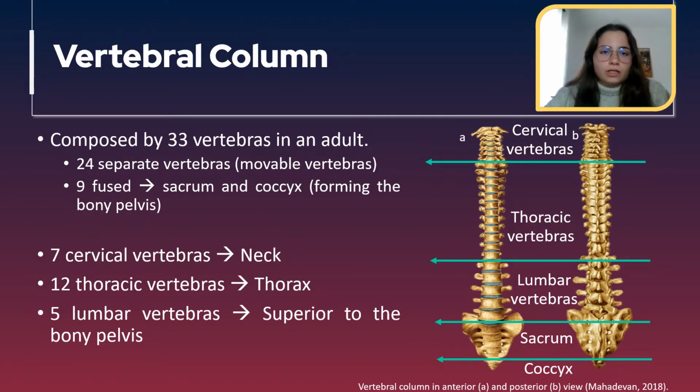Starting with the vertebral column, it is composed of 33 vertebras in an adult. From this, 24 are separate, or movable vertebras, and the others are variably fused within the bony pelvis, which is the sacrum and the coccyx. There are 3 types of movable vertebras, 7 cervical, 12 thoracic, and 5 lumbar. The cervical vertebras are in the neck, the thoracic in the thorax, and the lumbar are superior to the bony pelvis. And in these images, you can see the vertebral column in an anterior view and in a posterior view.